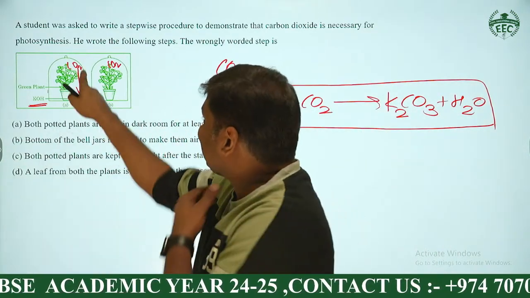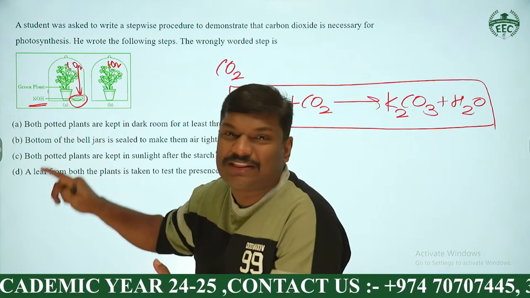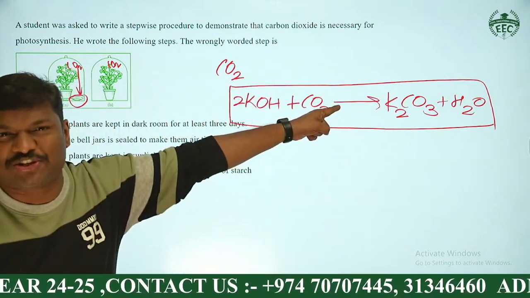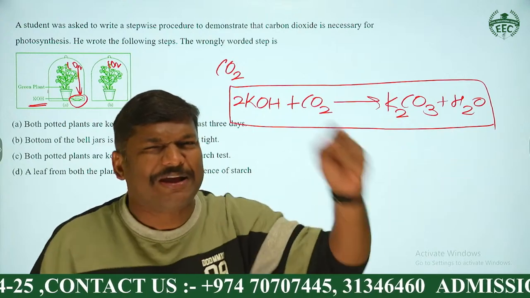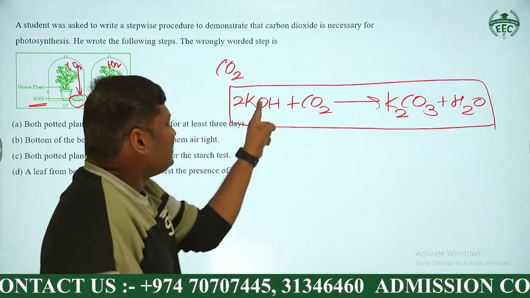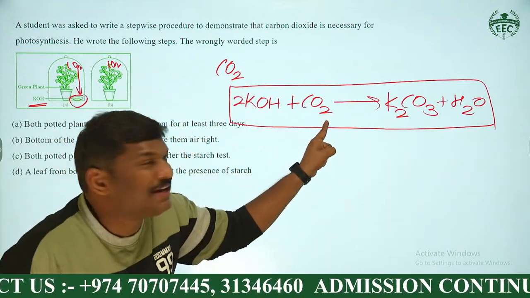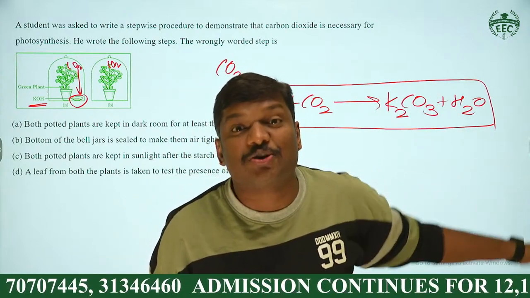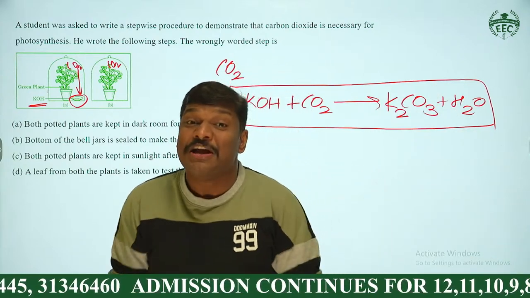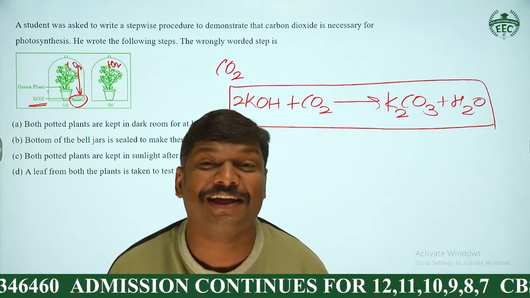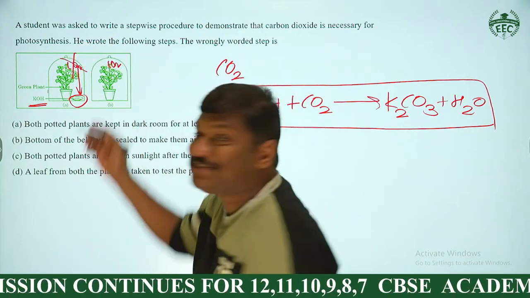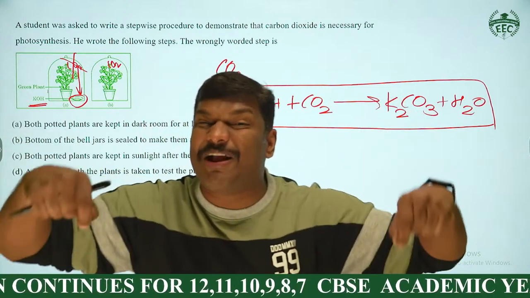The carbon dioxide is combining with the potassium hydroxide to make the equation. The equation is very, very important. Please note it down. The potassium hydroxide combines with the carbon dioxide to make potassium carbonate. So what will happen to carbon dioxide, my dear student? There is no carbon dioxide inside bell jar A. It's very, very important, right? There is no carbon dioxide inside the bell jar A.